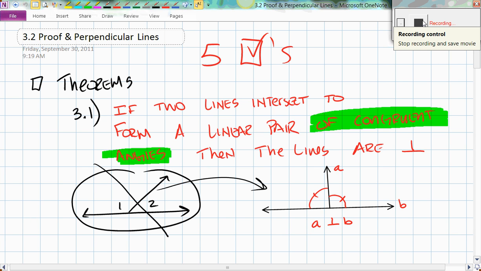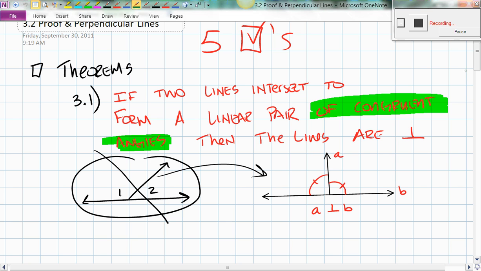Okay, so for geometry in 3.2 today, we went over proofs and perpendicular lines, and we had three theorems that we're going to start off with. The first theorem was if two lines intersect to form a linear pair of congruent angles, then their lines are perpendicular. So the picture is describing over here, if two lines intersect and they form a linear pair that are congruent angles, then you can say that the lines are perpendicular, right?